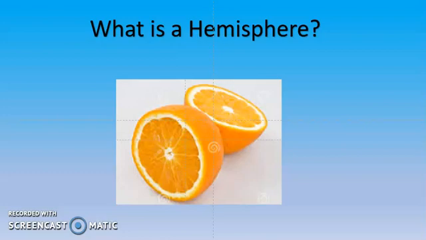Imagine cutting an orange in half. Half of the sphere is called a hemisphere. People have drawn imaginary lines to divide the earth. This makes it helpful to locate places. So the reason that we divide the earth into hemispheres is so it's easier for us to find or locate places. Let's learn more about the hemispheres of earth.